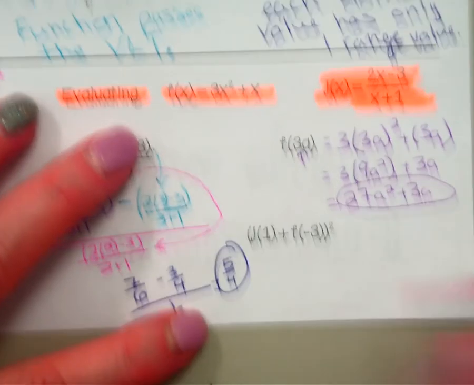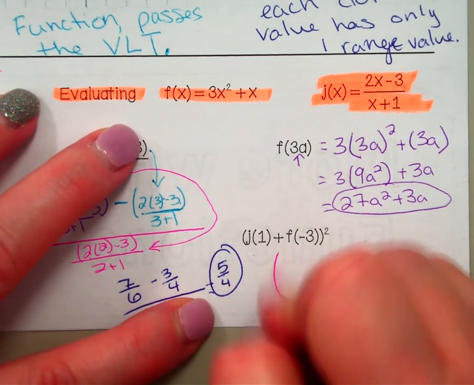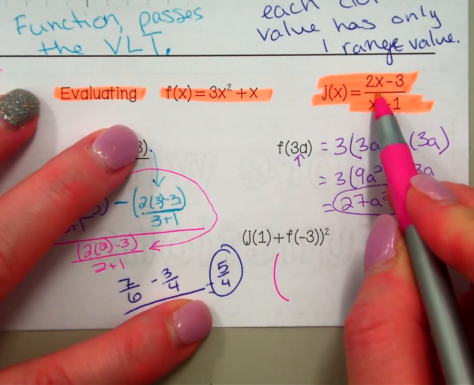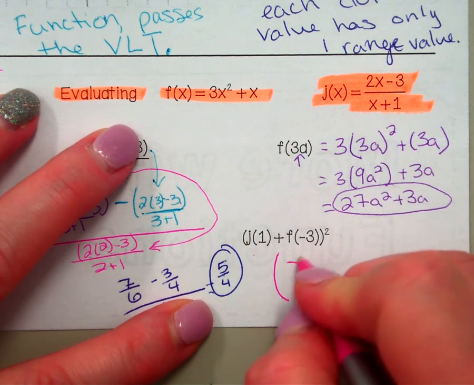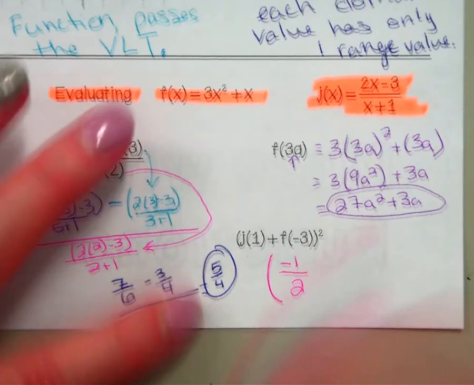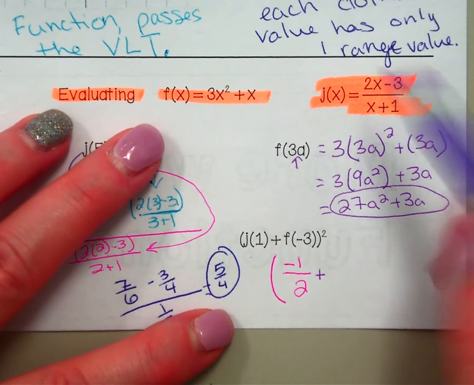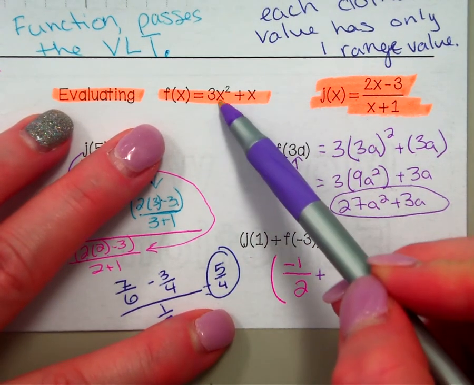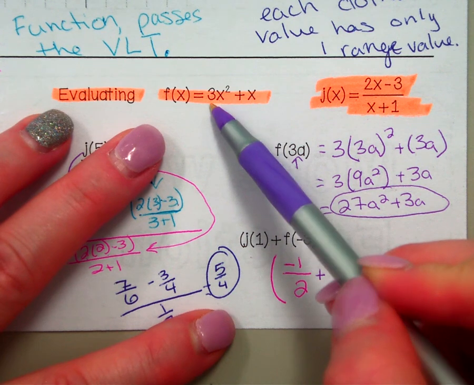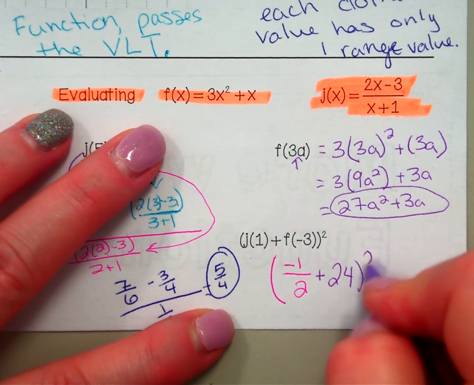All right, our last one here, j of 1 plus f of negative 3, and then squared. So j of 1, 2 times 1 is 2, minus 3 is negative 1, over 1 plus 1 is 2, plus f of negative 3. That's going to be 9 times 3 is 27, plus a negative 3, so that's going to be 24 squared.